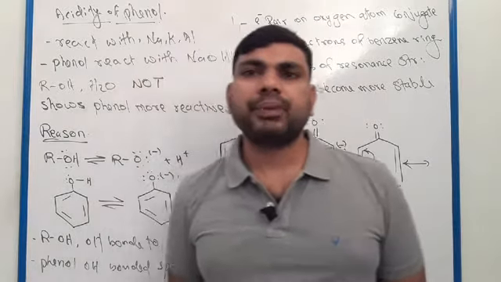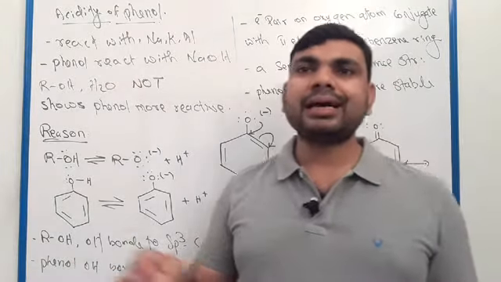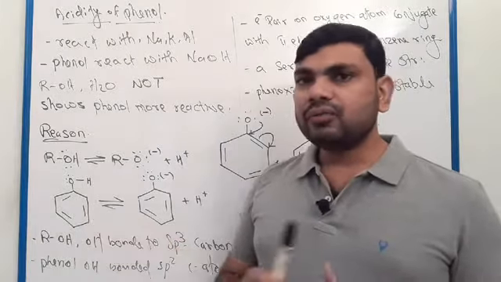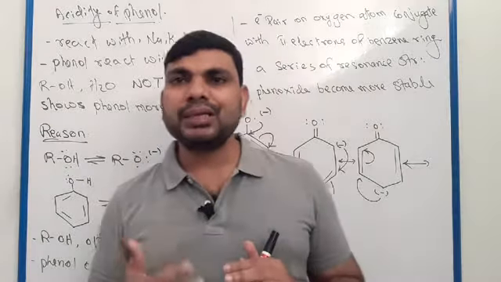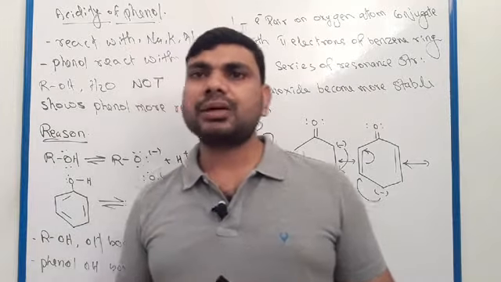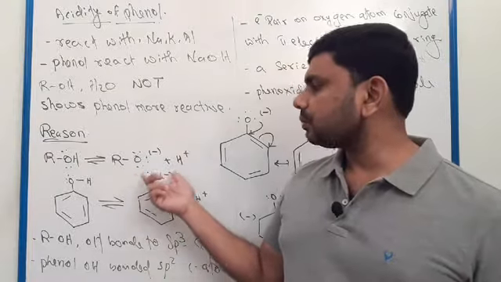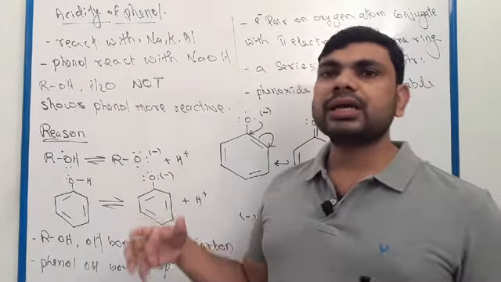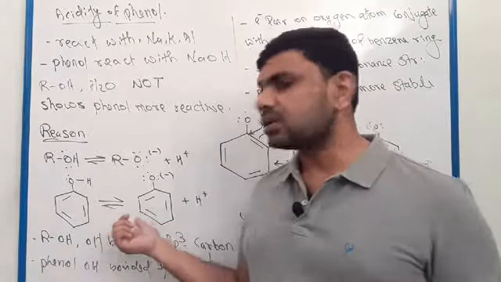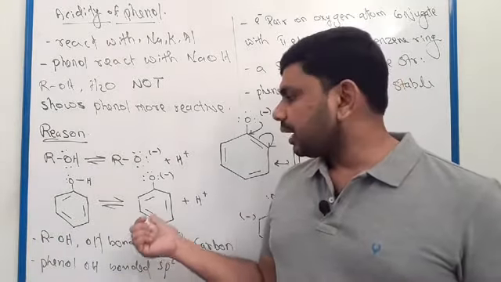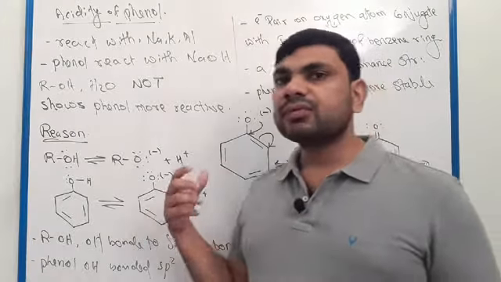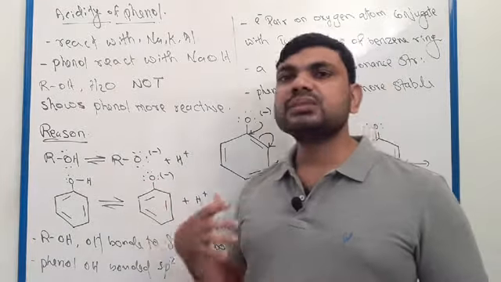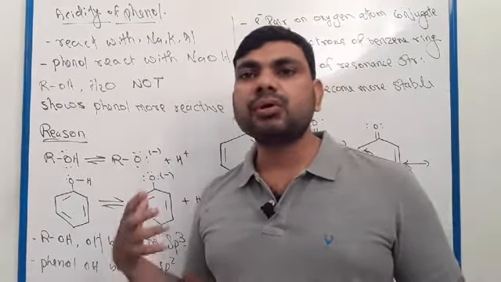What is the reason? Phenol is more acidic than alcohol. The reason behind this: in phenol, the OH is bonded to an sp2 hybridized carbon atom, and the electron pair present on oxygen is delocalized, or you can say conjugated, with the pi electrons of the benzene ring. A series of resonance structures is formed, and the phenoxide formed is more stable. That's why it is more acidic.